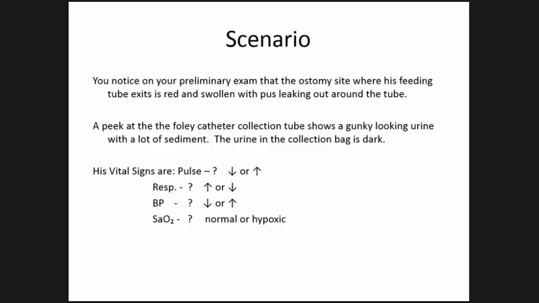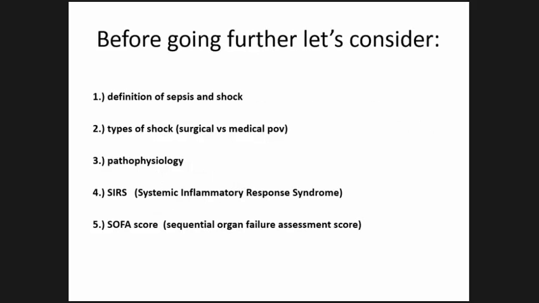Same thing with high blood pressure. You may be hypertensive, you may be hypotensive. Your O2 saturation may be normal, you may be hypoxic. We don't know. And it'll become clear as we go through this lecture why that's the case. Before going further, let's consider a couple of things. Let's discuss the definition of sepsis and shock. We're going to briefly discuss the types of shock, the pathophysiology, the SIRS criteria.